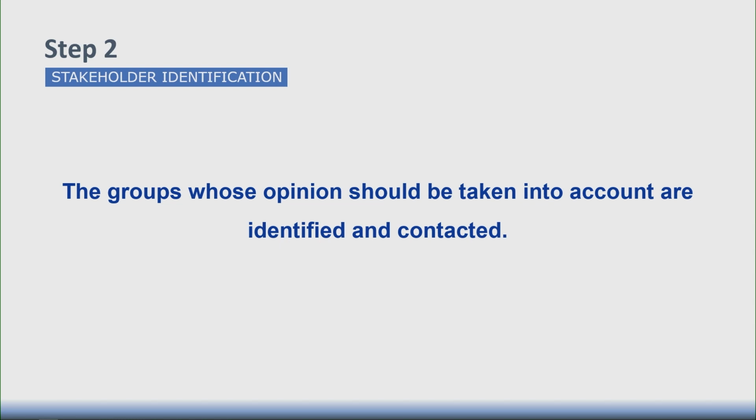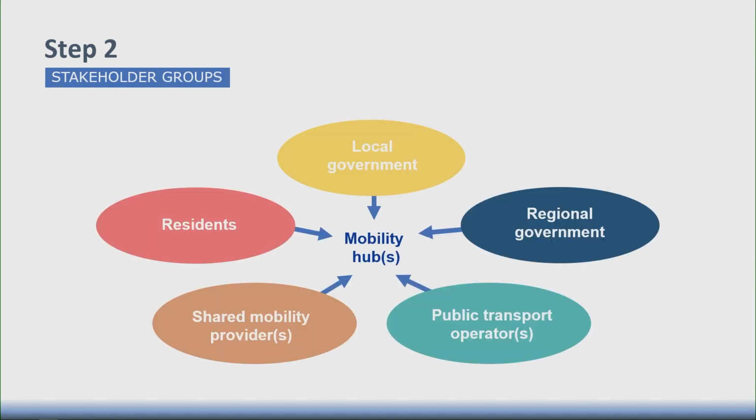In step 2, the stakeholder identification, the groups whose opinion should be taken into account are identified and contacted. Those groups are the stakeholders, and we should be able to know the ones that are relevant to conduct our MAMCA exercise. In this case, for mobility hubs and in the context of Brussels, we identified 5 main stakeholder groups: the residents, the local government, the regional government, the public transport operators, and the shared mobility providers.